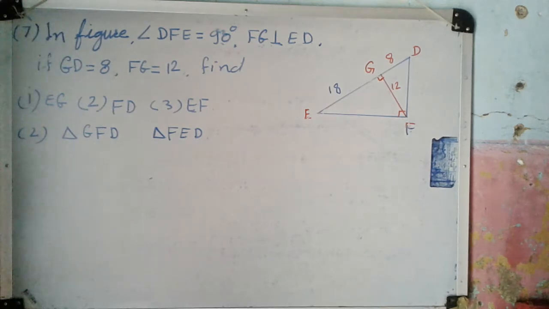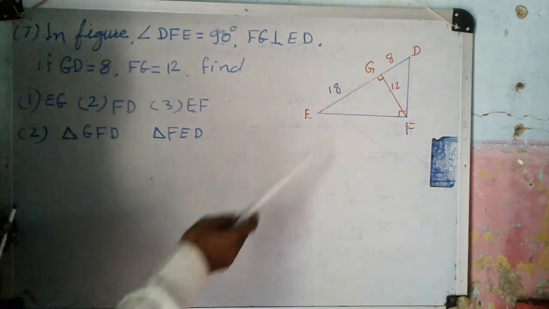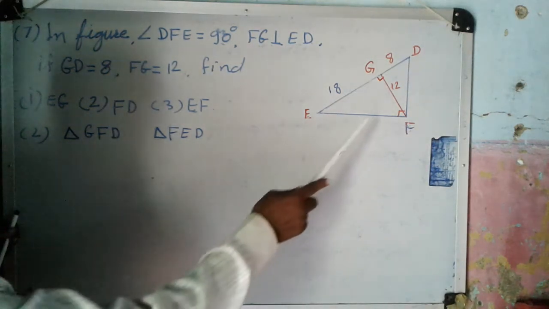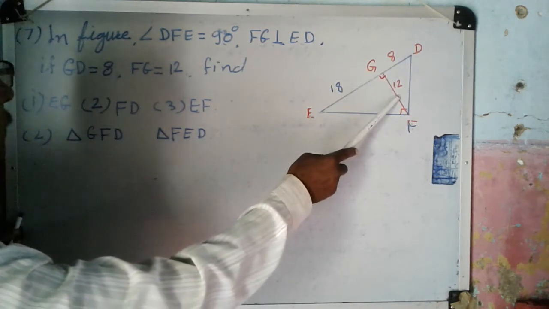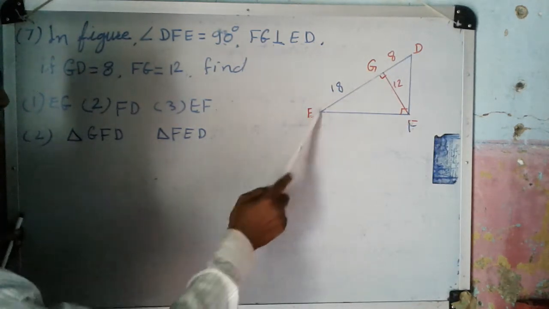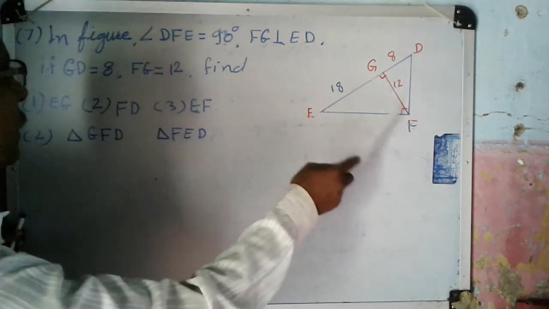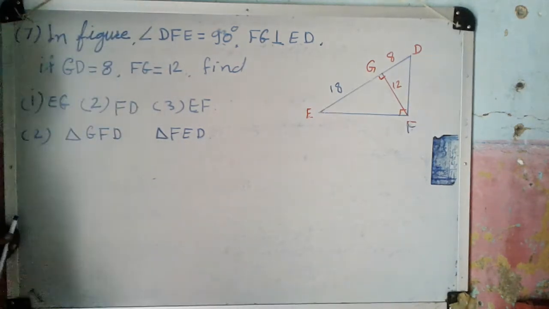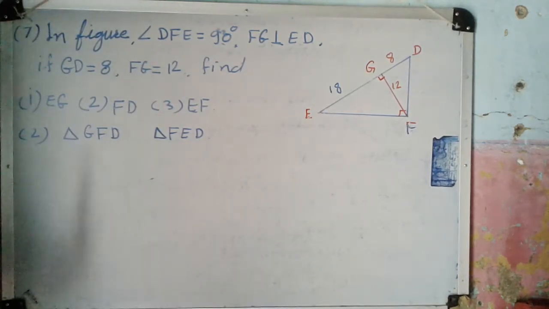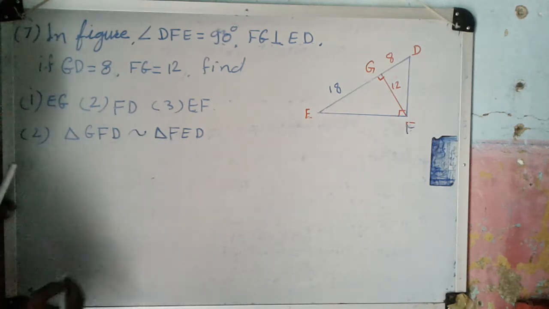Okay. Now see here. GFD, this is also a right angle triangle. And FED, this is also a right angle triangle. These two triangles are formed due to this perpendicular. And we have studied that property, that means similarity of right angle triangles. And due to that property, these two triangles are similar.